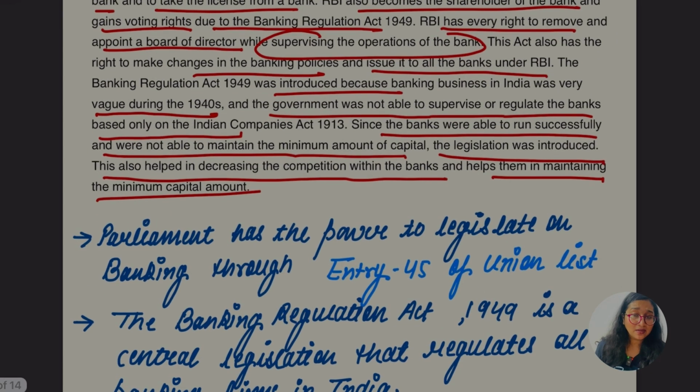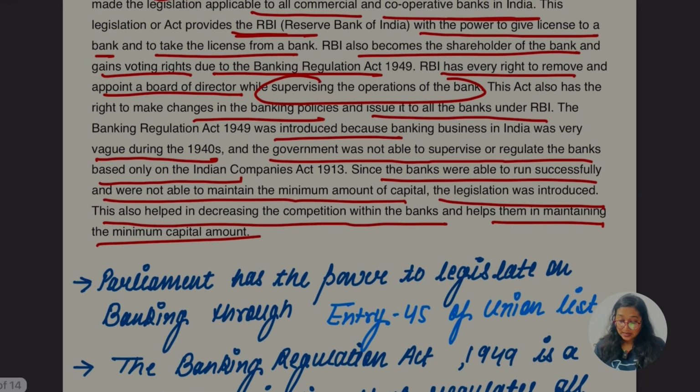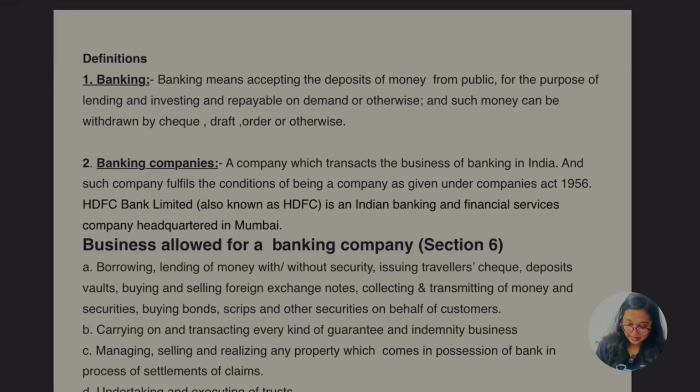Later on it was amended. Earlier it was only applicable to banks, later on it was applicable to all the commercial and cooperative banks. And RBI has the power to supervise, legislate and operate all of the banks all over India. Is that much clear? Okay, let's go for the next part.